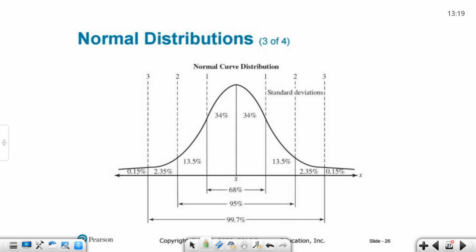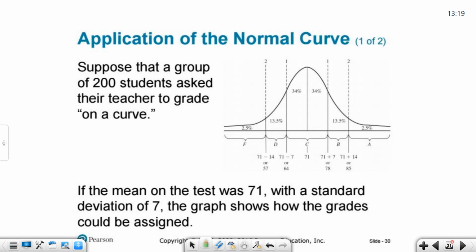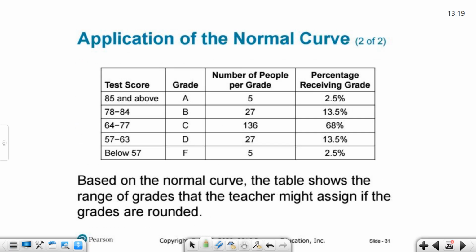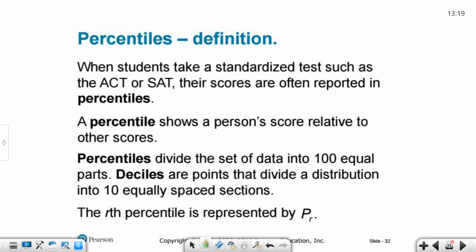Okay, normal curves. So I'm going to skip this normal curve one now and do all the normal curves in video 3. So let me get past this one. Percentiles. Okay, so we're going to do percentiles and then we'll come back and get the normal curve.